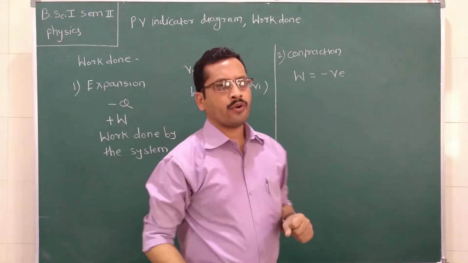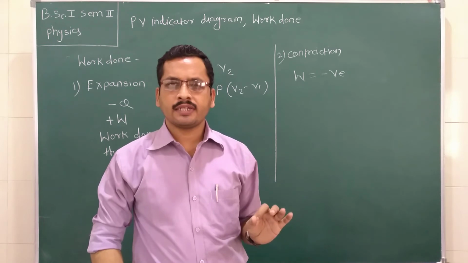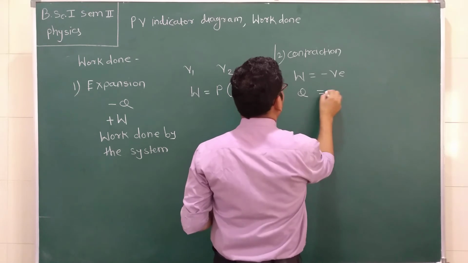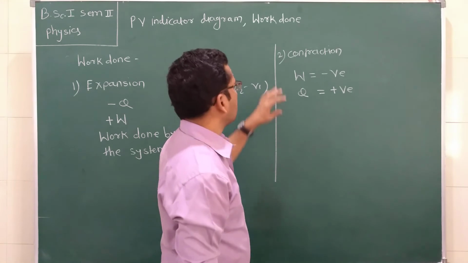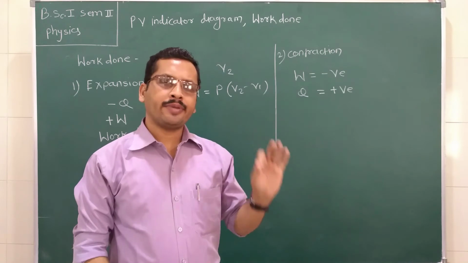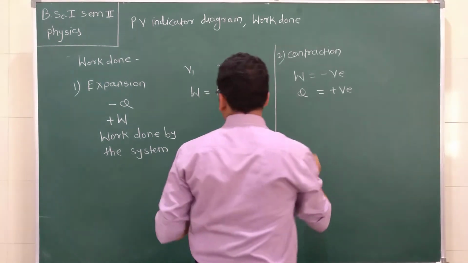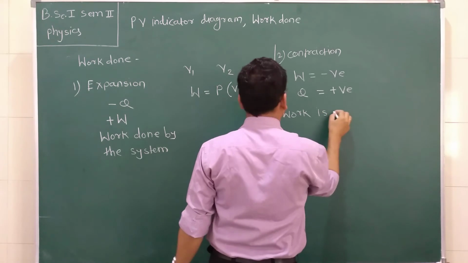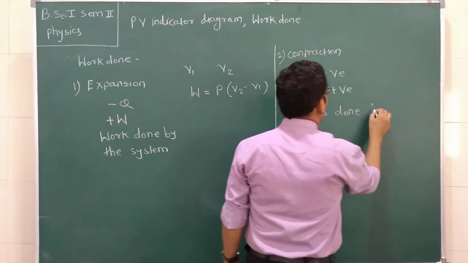And due to the contraction, what happens? The internal energy of the gas increases, and therefore the temperature or the heat also increases. So we can say that the W is equal to positive. So what is the work done? Here the work is done by the piston on the gas, that is the system. So in this case the work is done on the system.